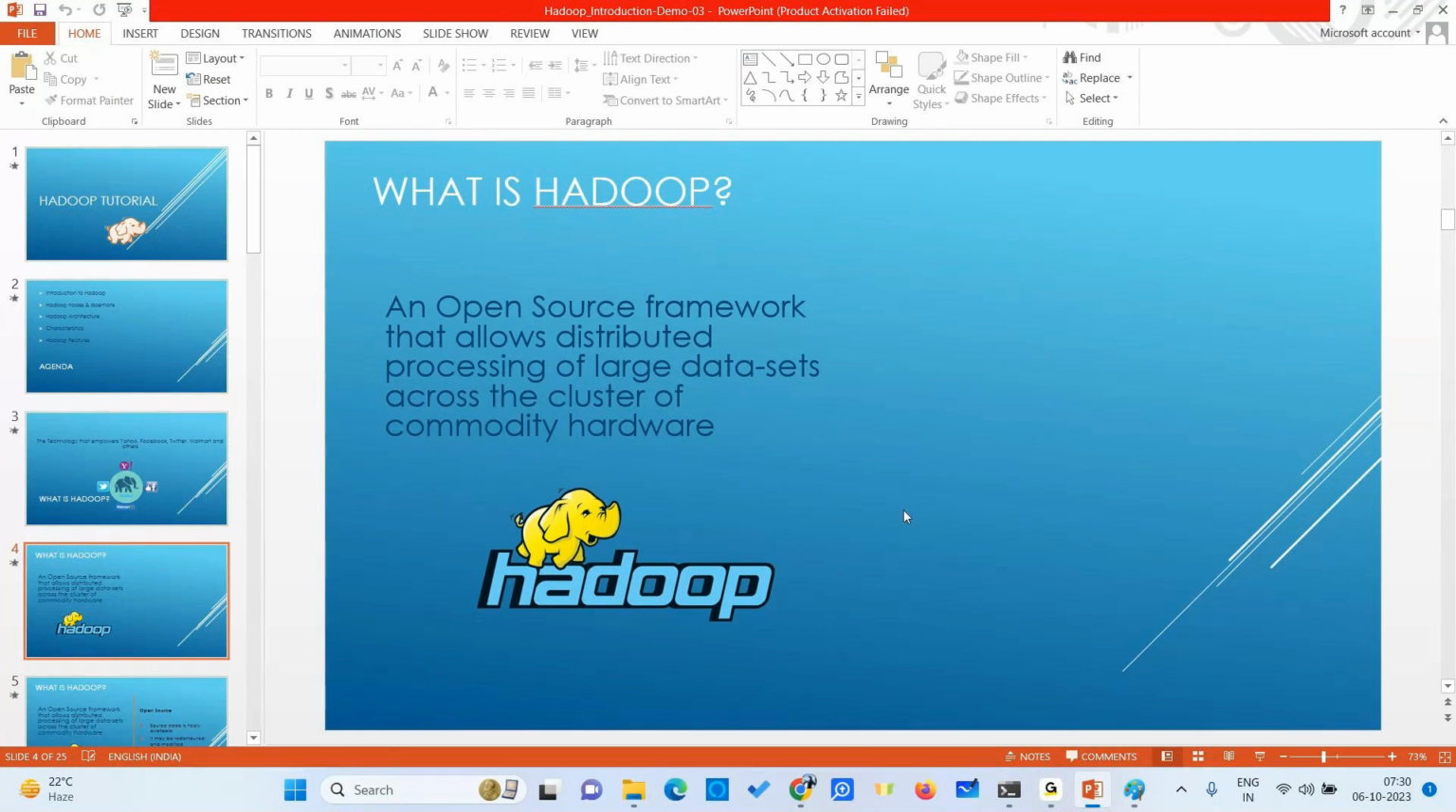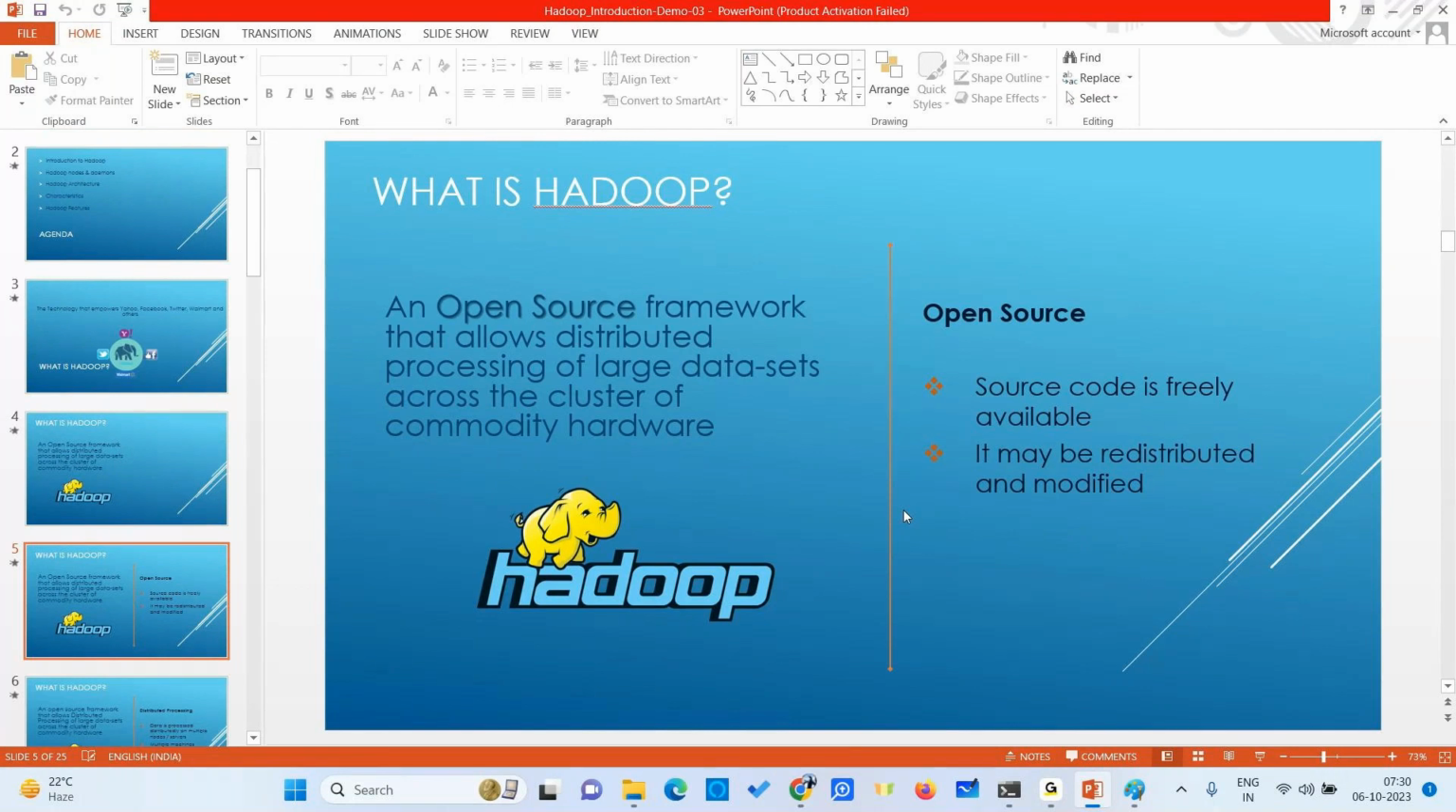Okay, and it is an open source framework that allows distributed processing of large data sets across the cluster of commodity hardware. Open source means the source code is freely available, and it may be redistributed and modified. Like that, Microsoft, AWS like Amazon, GCP, all these use that source code, and they have built their own Hadoop systems on their cloud platforms.